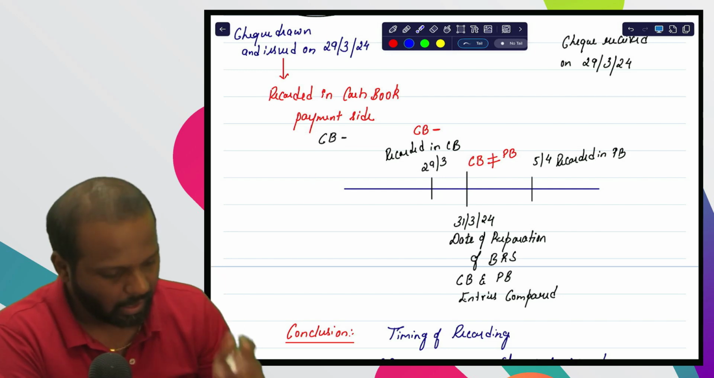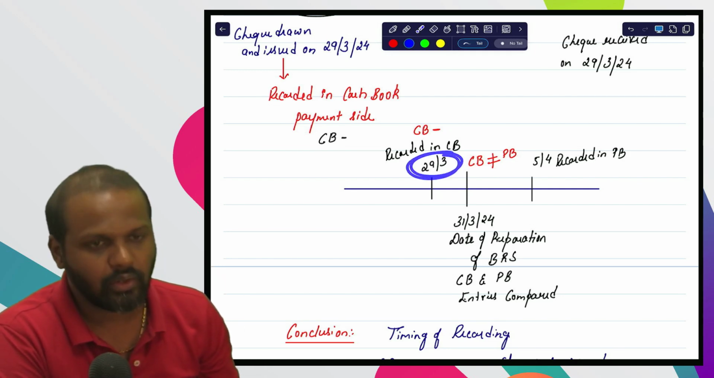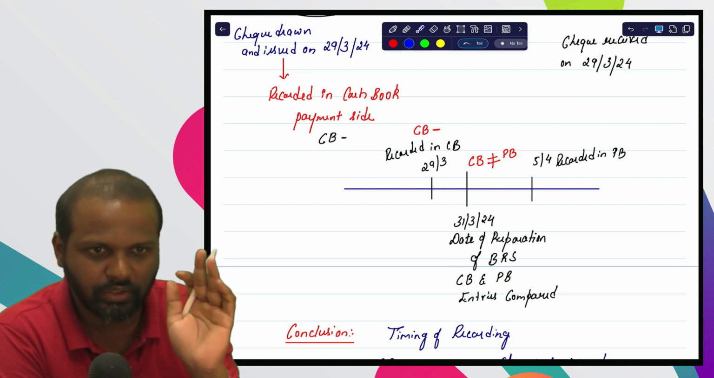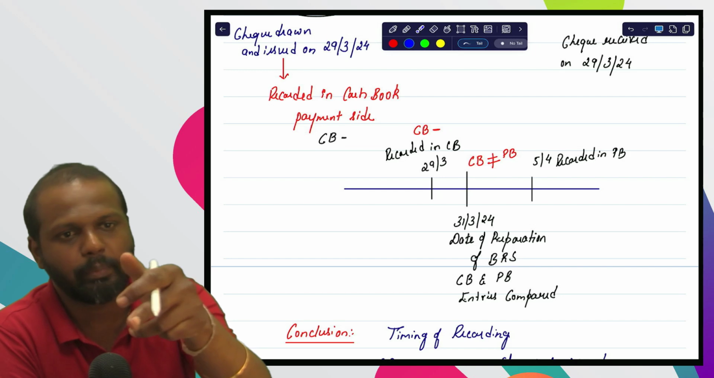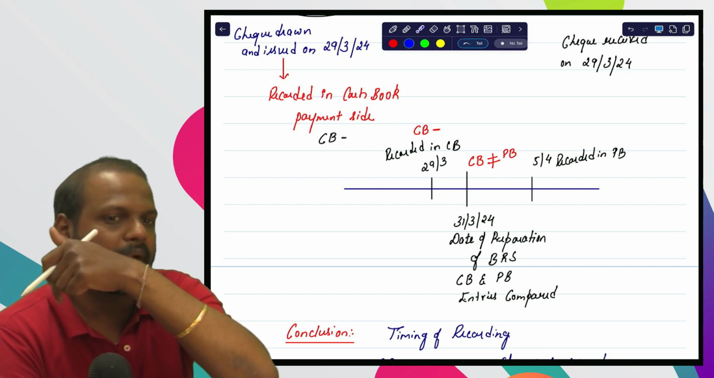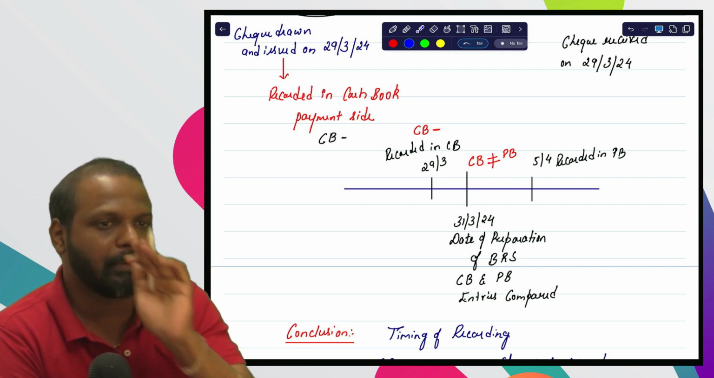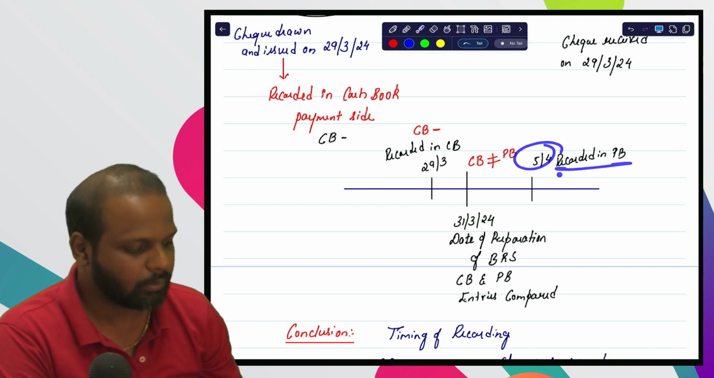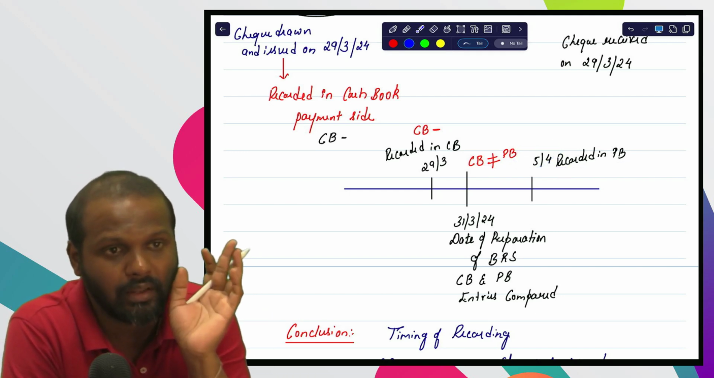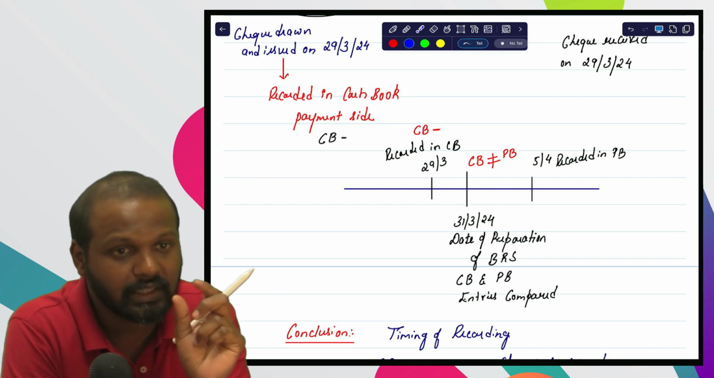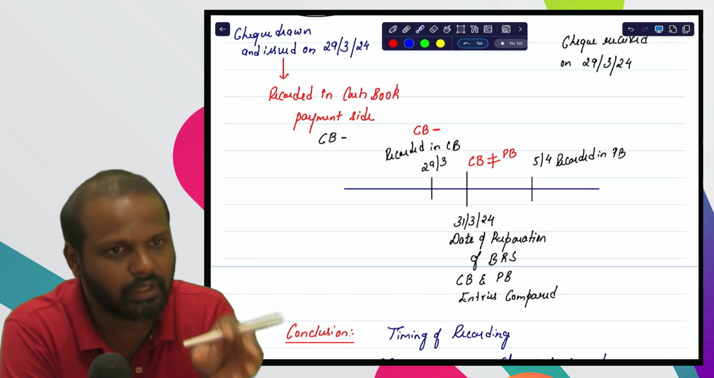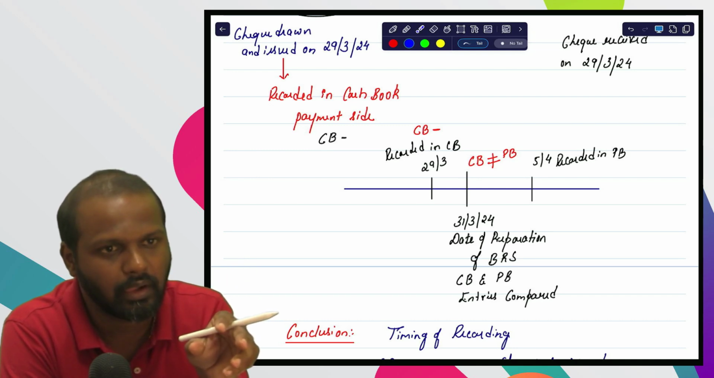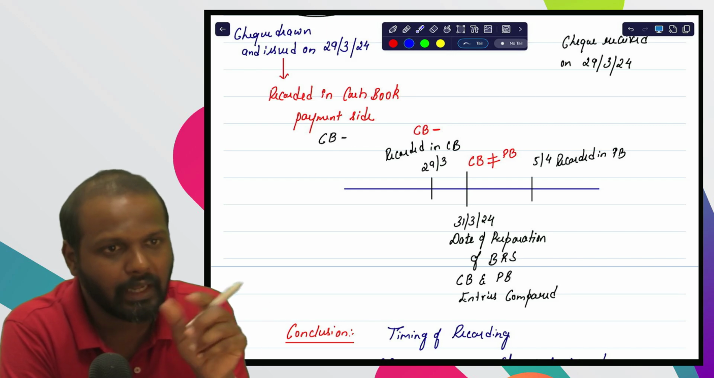So I recorded the entry on the date of issue of the check. Once I issued the check, I did the entry in the cash book. That check went to you. You deposited it to your bank account. Your bank presented the check to my bank. My bank made the payment on 5th April. So the entry will be found in the passbook on 5th April. Now you can observe here there is a timing difference in recording the same 30,000 rupees. The transaction is the same 30,000, but the timing is different.